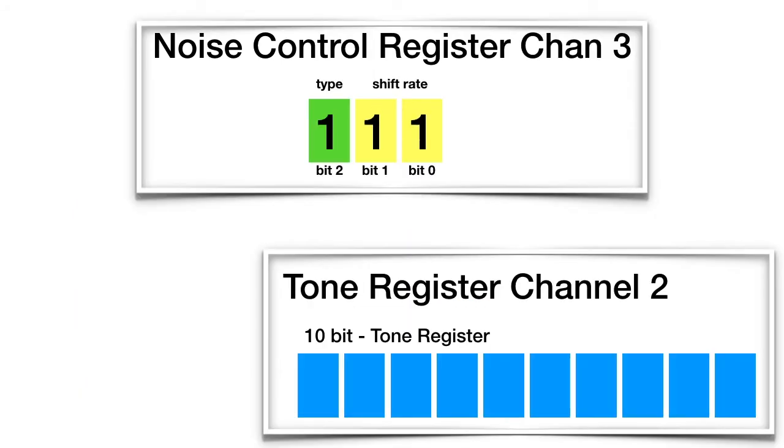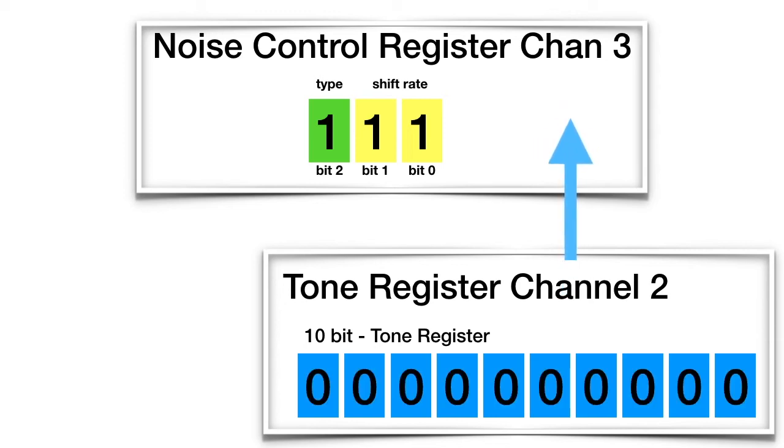In tone 2 mode, the value written to channel 2's tone register will change the noise output of channel 3. Just think of this mode as tying channel 3 to channel 2. Let's take a look at this on the color computer. Alright, now we're going to do a demonstration on the color computer of tone 2 mode. So to enable that, we're going to enable it with white noise.